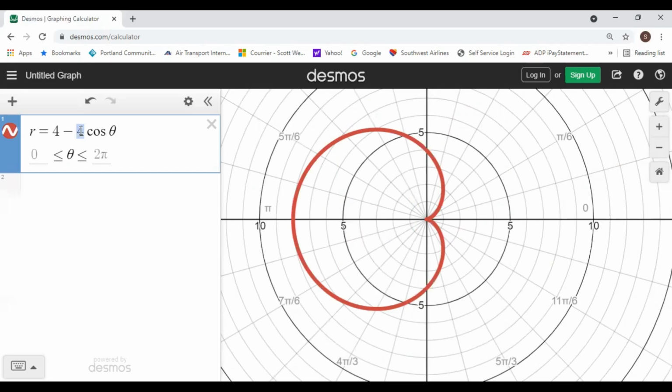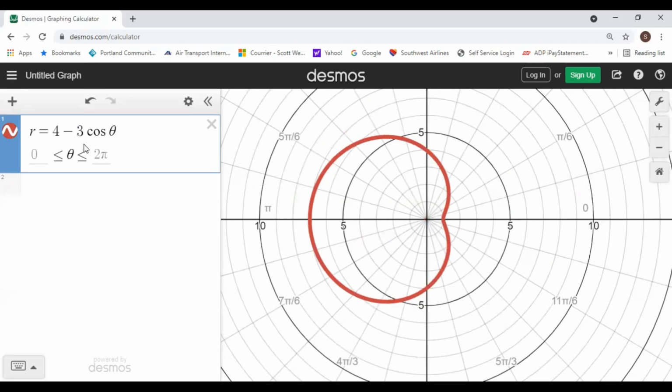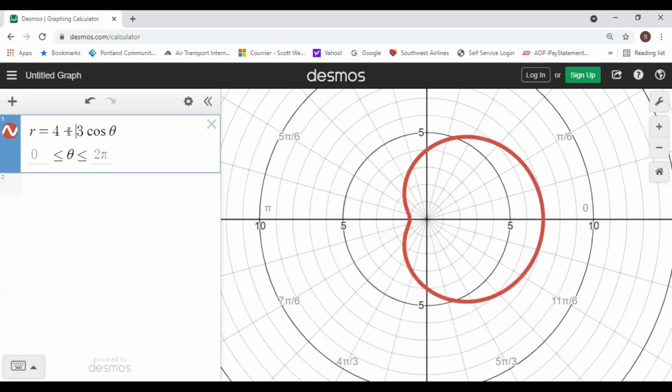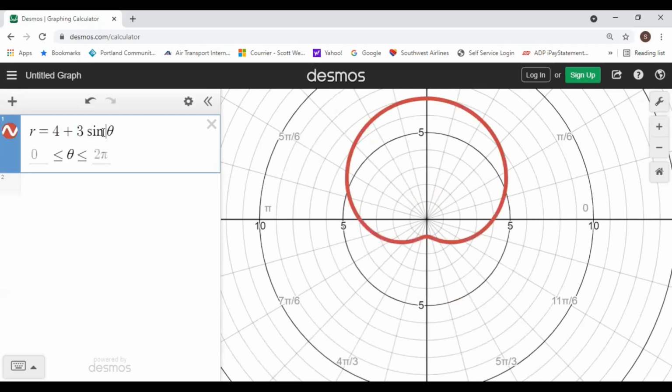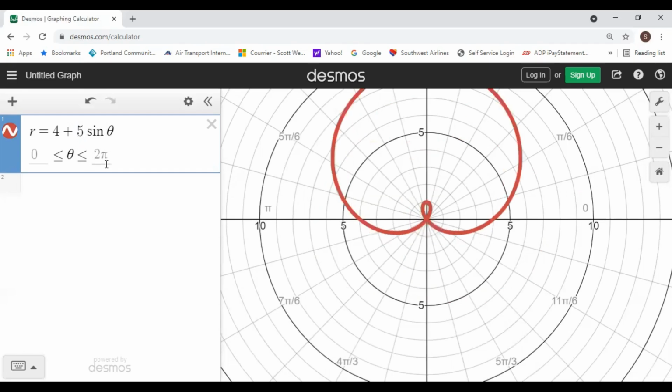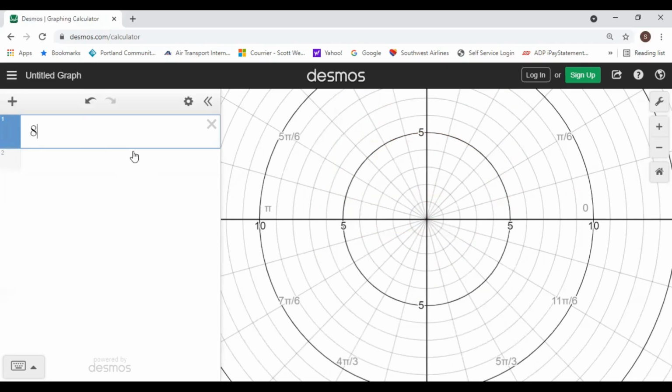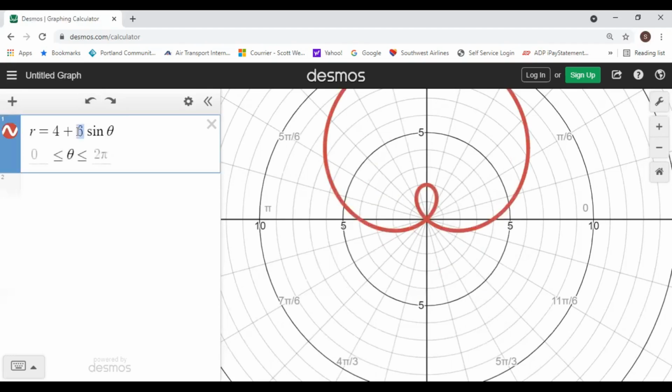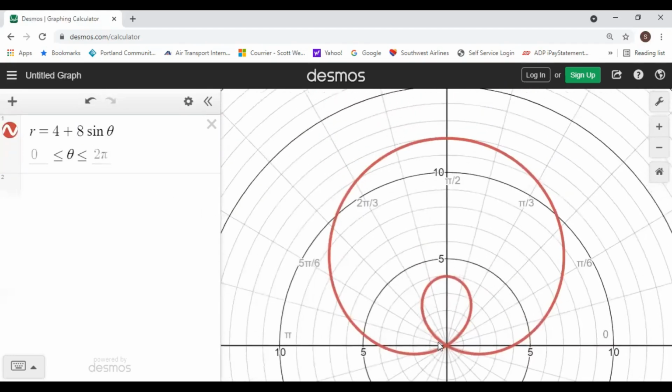Now, if we make this number smaller than the other number, so if this becomes a 3 instead of a 4, then what we get is a limaçon without an inner loop. And again, changing these things around just changes the orientation of it, but it doesn't change the shape of it. Okay, and then if, on the other hand, the b is bigger than the a, that's when you get the inner loop. And the bigger the difference, the bigger the inner loop. And so if this was 8, our inner loop would be bigger still.